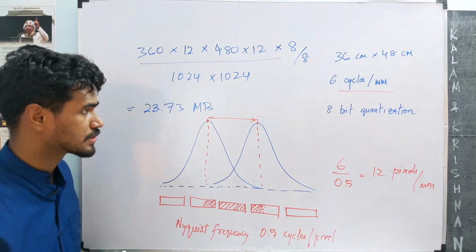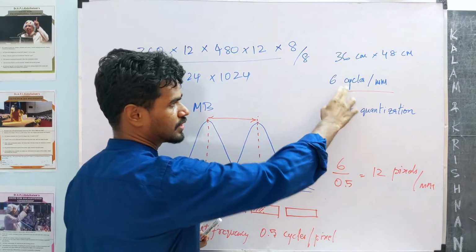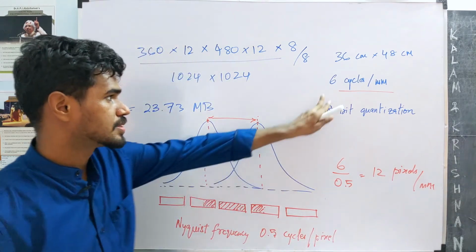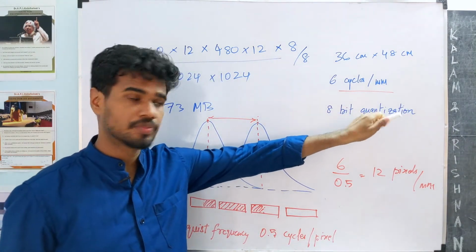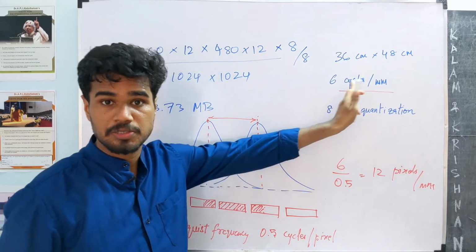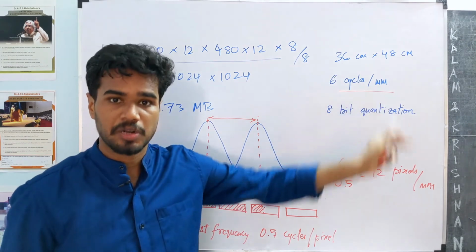A very simple question. All we need to know is how to convert this resolution into the number of pixels per mm. Instead of 6 cycles per mm, they could give 6 line pairs per mm or 12 lines per mm.